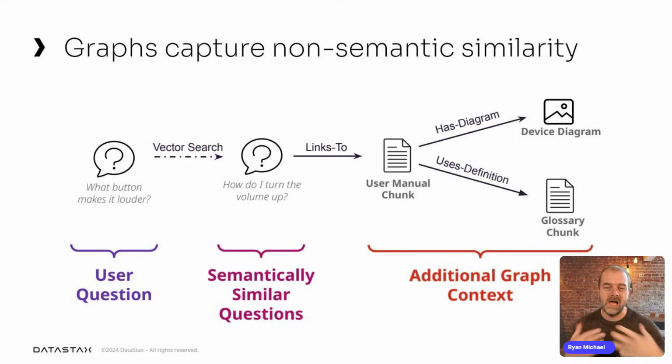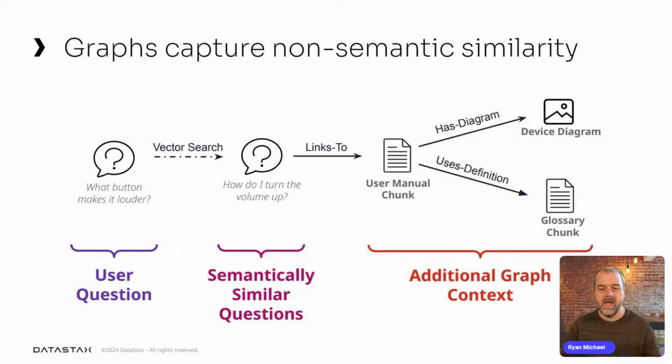And so this will allow you to create these relationships between, for example, past questions that your users have asked and the answers to those questions. And so the next time someone comes and asks the same question, you can do a vector search to find the previous questions that are similar and then follow the graph connections to find the correct answers.